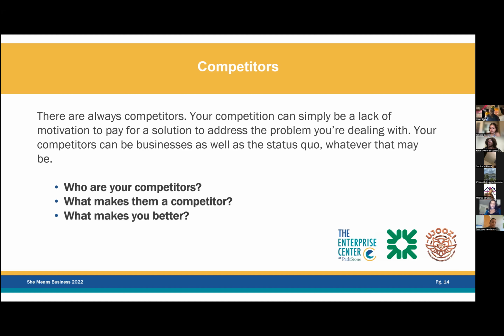So you want to make sure you've identified who those competitors are, what is it that makes them a competitor, and what makes you better or different. And the only way you're going to know what makes you better or different is by knowing what they do. So you've got to do some analysis.